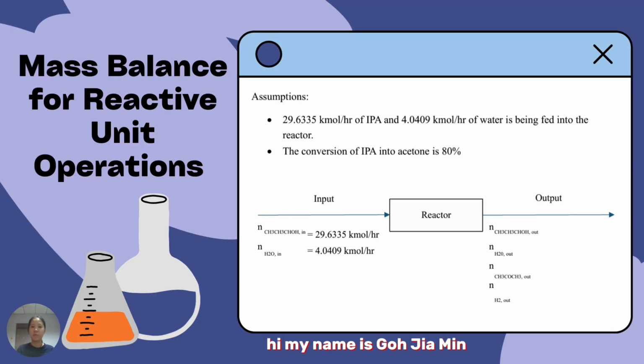Hi, my name is Ko Jamit and I will be presenting mass balance and energy balance for reactive unit operations. First, to calculate mass balance, we need to have a flow diagram which indicates input and output components. Then we make assumptions. 29.6335 kmol per hour of isopropyl alcohol and 4.0409 kmol per hour of water is being fed into the reactor. The conversion of IPA into acetone is 80%.